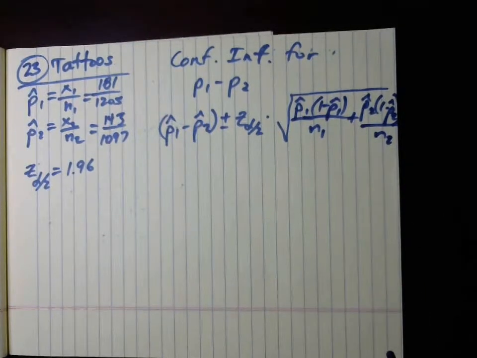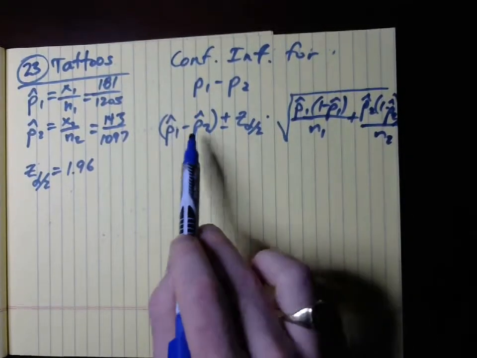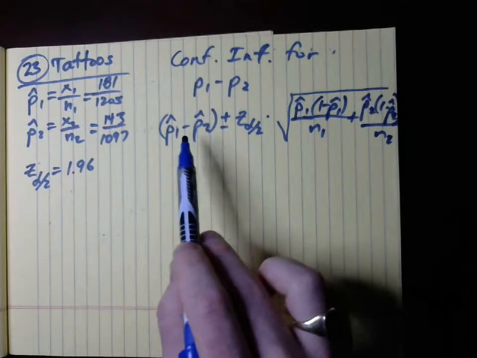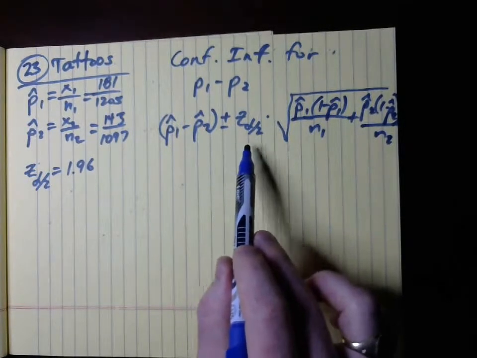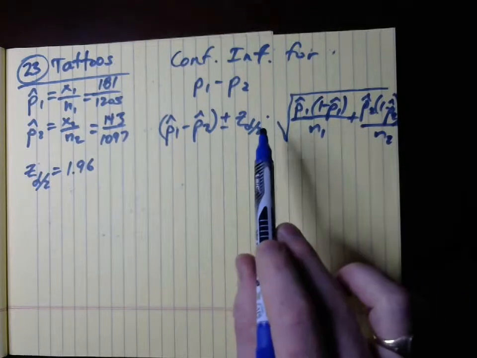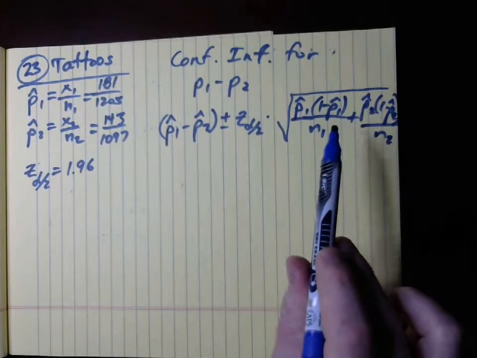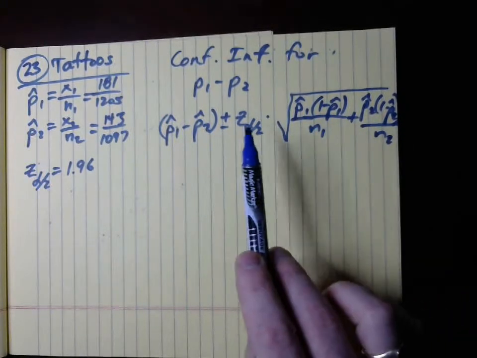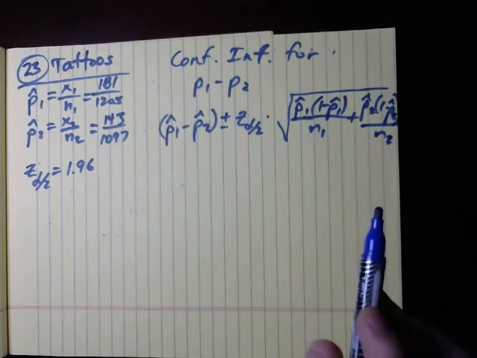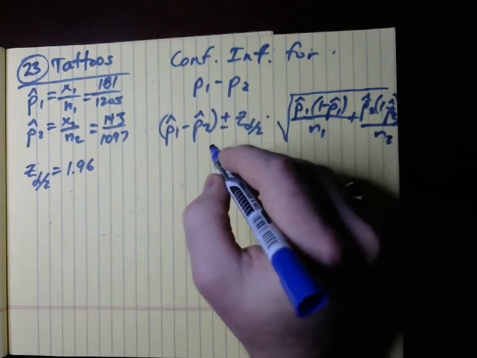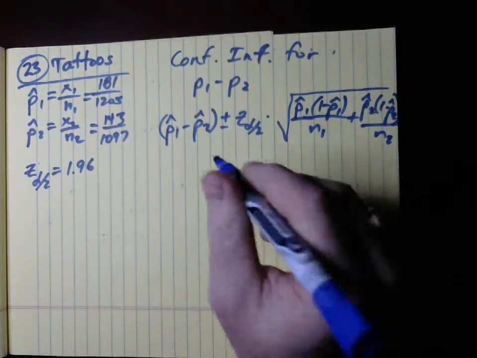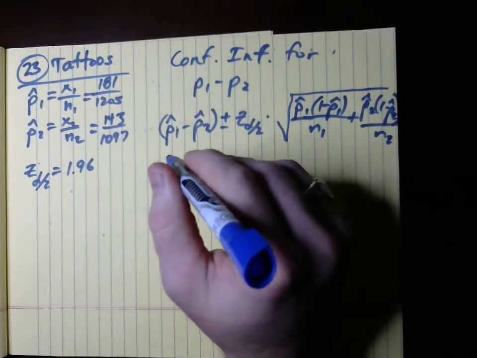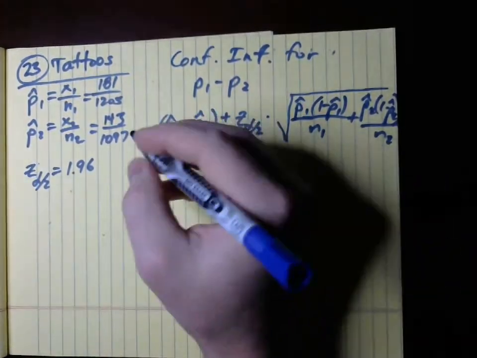Okay, there's the critical value. There's the point estimate, and this whole thing with Z, the critical value times the standard error, is also known as the margin of error, same as from chapter 9. So let's go ahead and plug in the values that we know about, and we should be able to find the confidence interval. So it's just plug and chug from here.